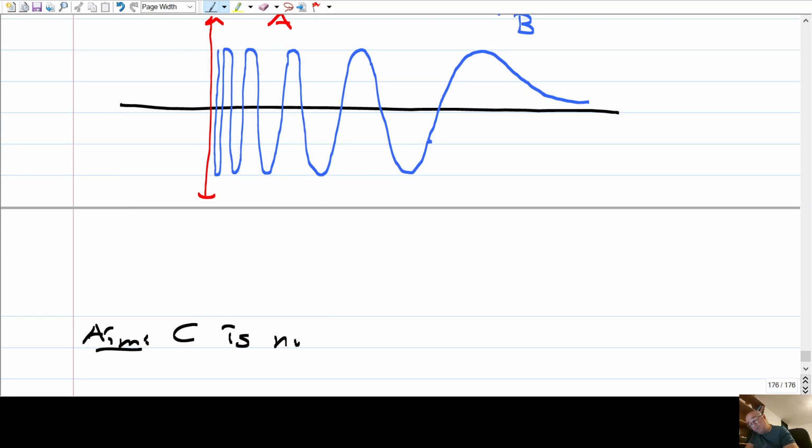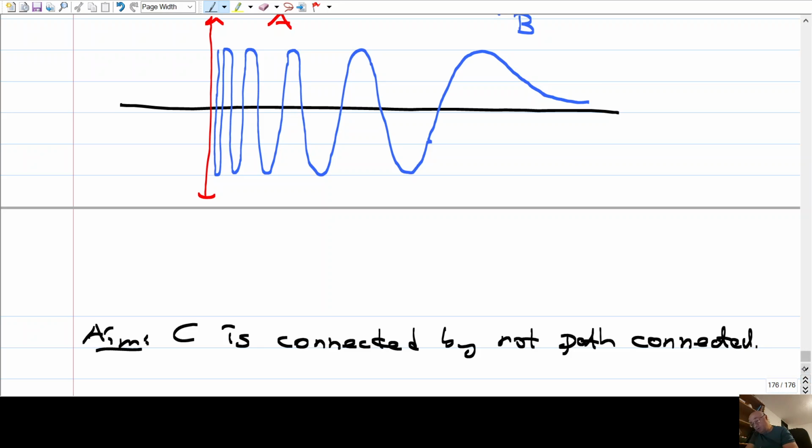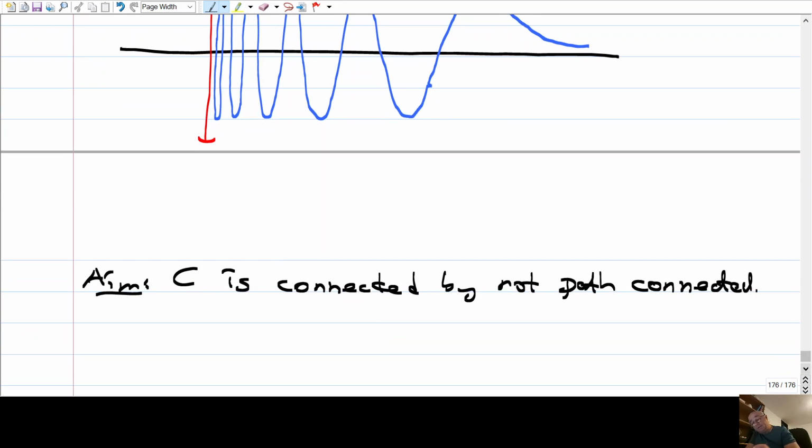C is connected first, but okay, not path connected. Let's see why this is true. For the connectedness, C is connected. We will proceed as follows.